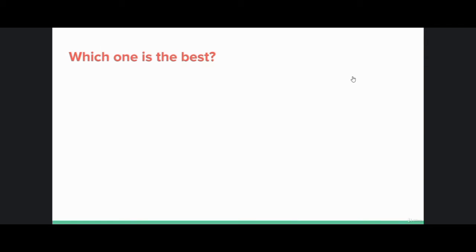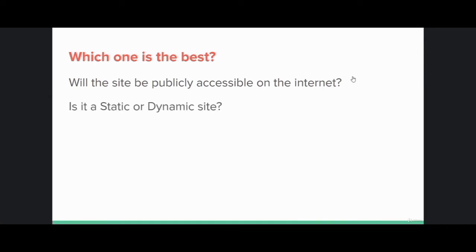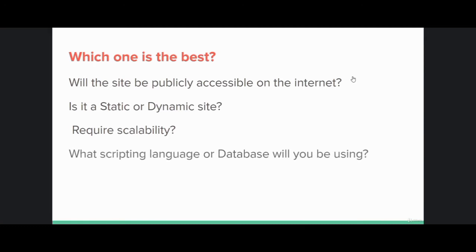So, which type of system would best suit your needs? Well, before we answer this question, there are several factors to consider. Will this site be accessible by the outside world or the public internet, or only available to users within the local network? Will this site be very resource intensive?